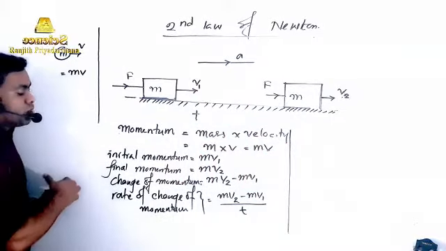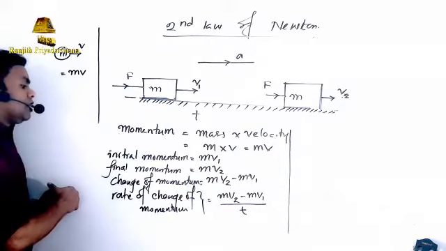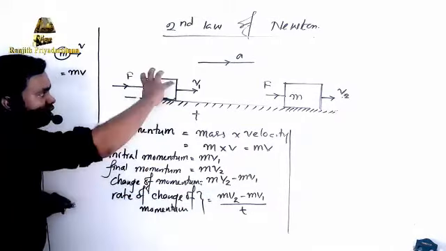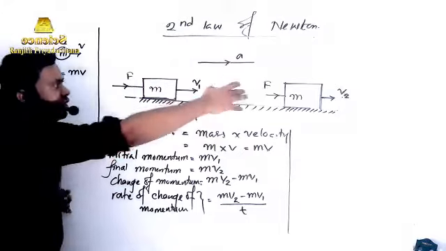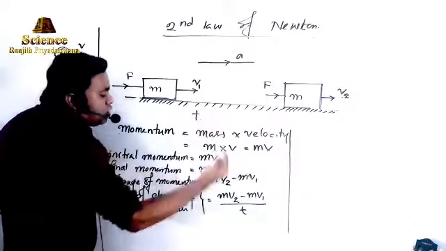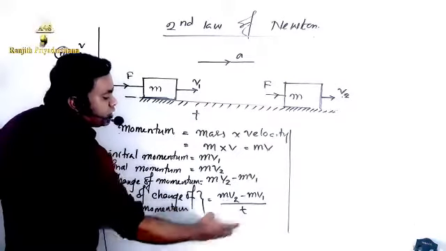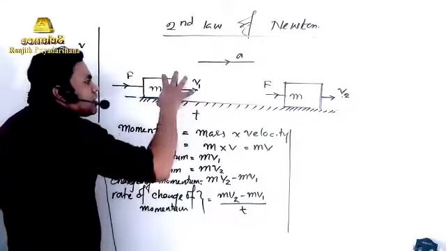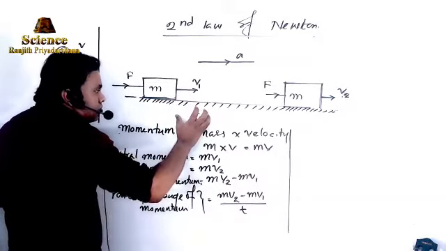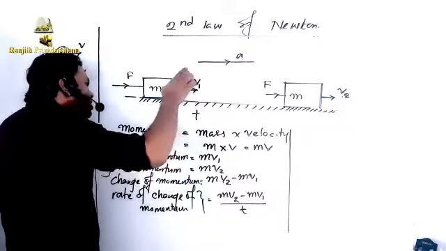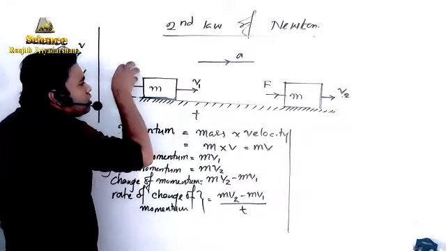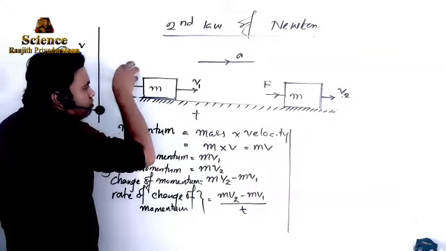Now, according to Newton's second law, he says the rate of change of momentum, from mv1 to mv2 within t seconds of duration, per unit time, that rate of change of momentum is directly proportional to the external unbalanced force exerted on this object.